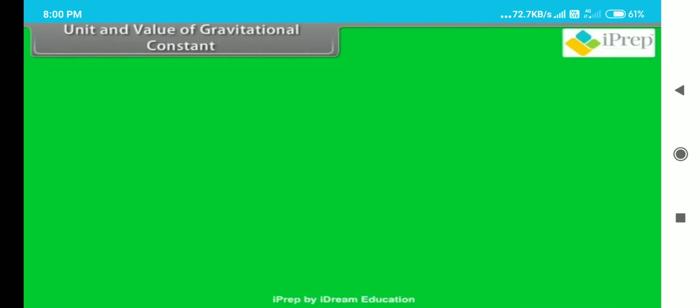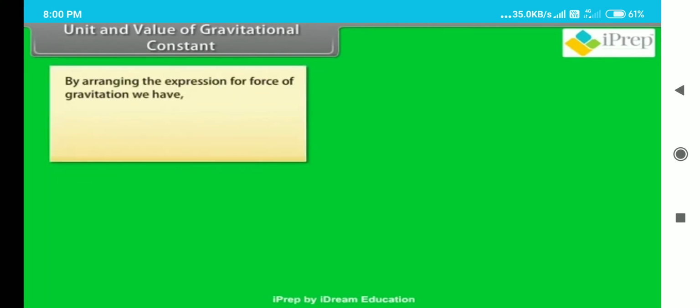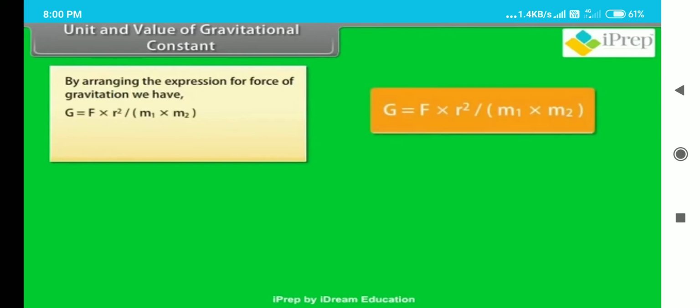Unit and value of gravitational constant. By rearranging the expression for force of gravitation, we have G is equal to F into r square upon m1 into m2. The SI unit is Newton meter square per kilogram square, or Newton meter square per kg square.